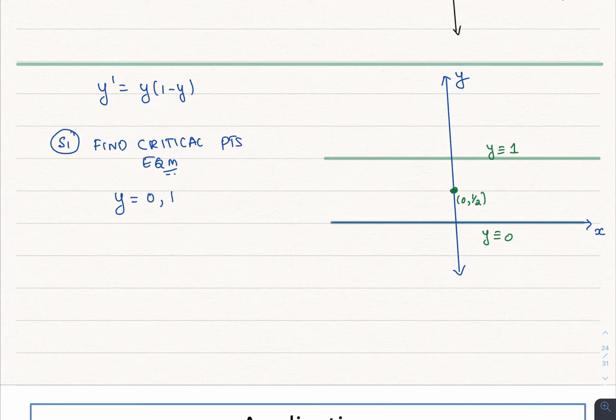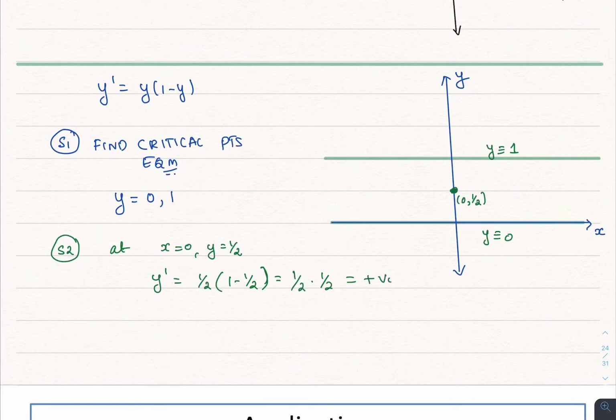Now let me plug in y is equal to 1/2. Remember, we're dealing with an autonomous equation. So at x equal to 0 and y equal to 1/2, the derivative y prime is 1/2 times 1 minus 1/2. I don't care about the value, all I care about is the sign. It's 1/2 times 1/2, which is positive. That means the derivative is positive, so the solution has to go up.